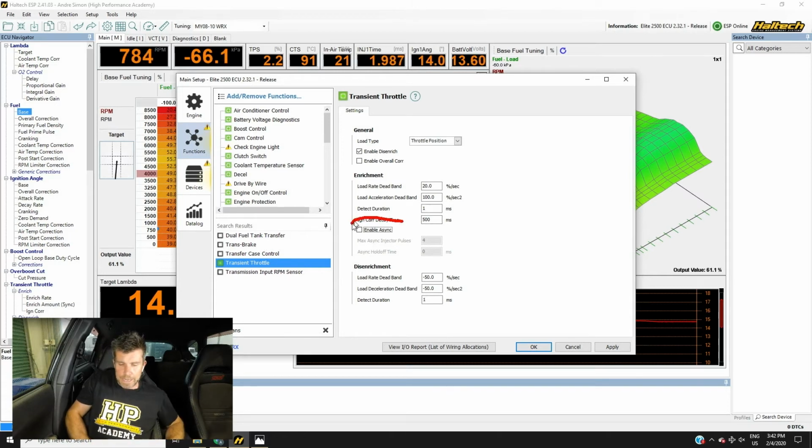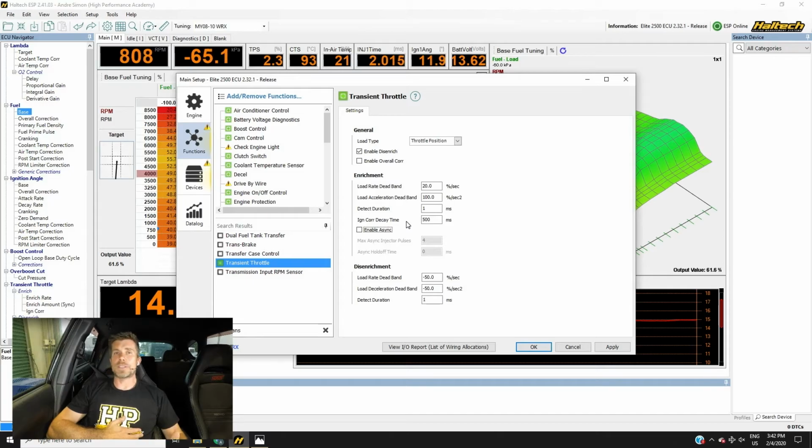Now the next aspect here, our little enable box for enable async. So this is another thing that I think is probably, in my experience, peculiar to the Haltech platform. When it comes to the acceleration enrichment, there's two ways you can add it in with the Haltech platform, through either synchronous or asynchronous transient enrichment pulses. So let's break that down and explain what it means.